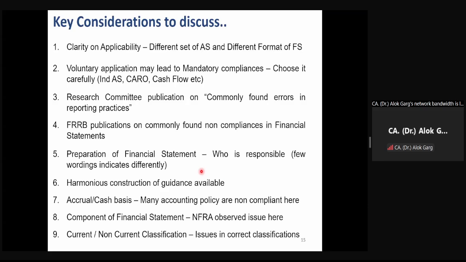Friends, now I have a few points for the auditors. Key considerations to discuss. The first point we have discussed at length: clarity on applicability. Why? Because a different set of AS and a different format of FS are there. Voluntary application may lead to mandatory compliances.